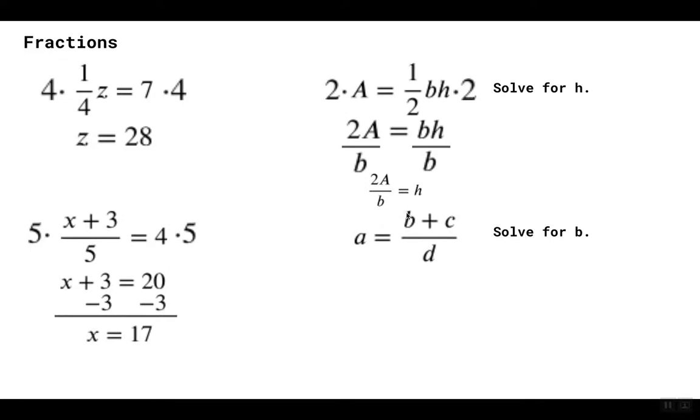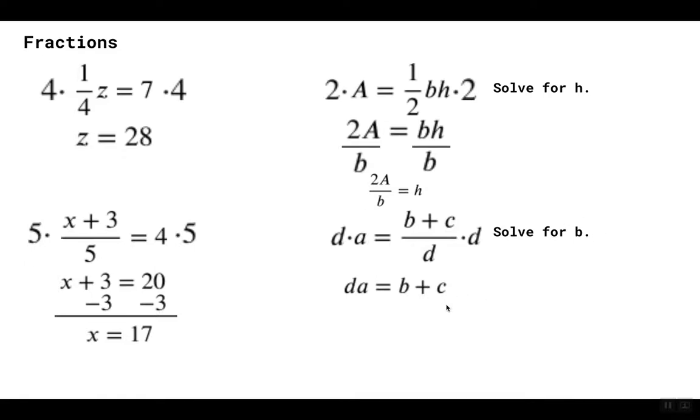So it's grouped. So I have to get rid of the d first. It's divided by d, so I'm going to multiply both sides by d. These d's will cancel, and I'll have dA equals, and over here I'm left with b plus c. I'm solving for b. Always look to what you're solving for.